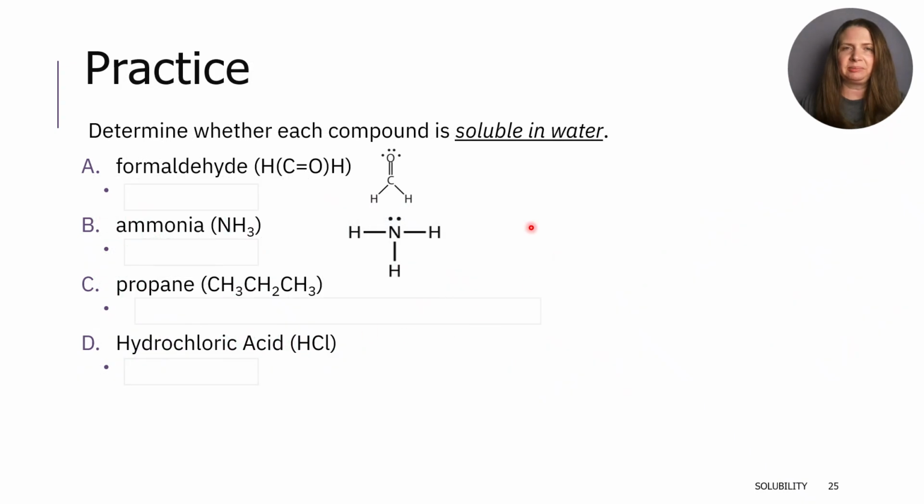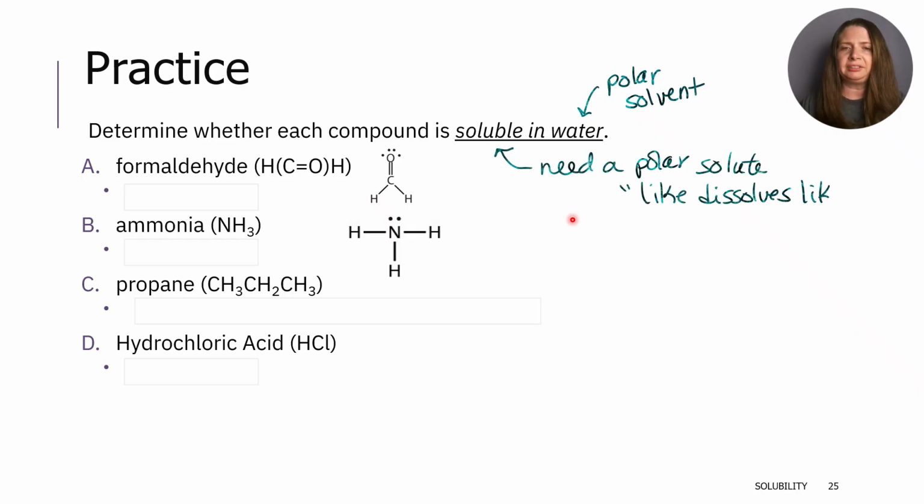Here's a practice problem. Determine whether each compound is soluble in water. Remember that water is a polar solvent, so polar solutes tend to dissolve according to the principle like dissolves like. Our first compound is formaldehyde.